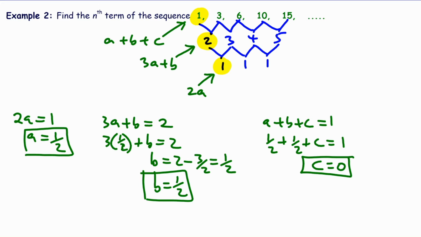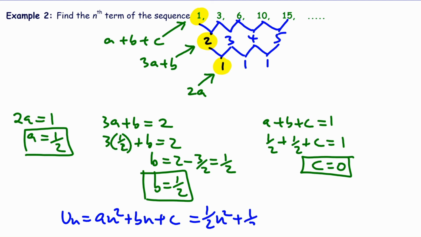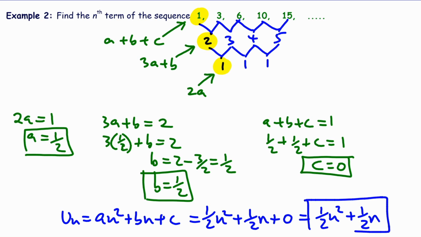And which means that the nth term of this sequence will be, of course, we know it's supposed to be in this form, an squared plus bn plus c. And our value for a is a half, so a half n squared plus a half n plus 0, which simplifies to a half n squared plus just a half n. And this is the nth term of this sequence.